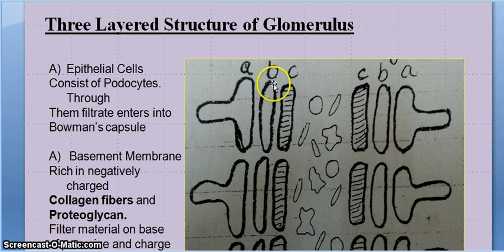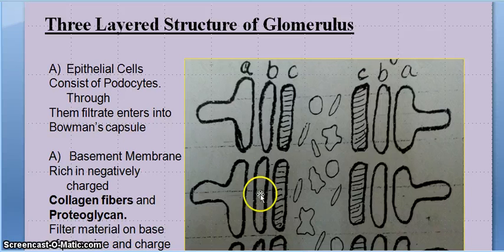Next layer to the endothelium is the basement membrane. It is composed of the collagen and the proteoglycan, and this layer also has large pores, and these pores allow the movement of the water and the small solutes.